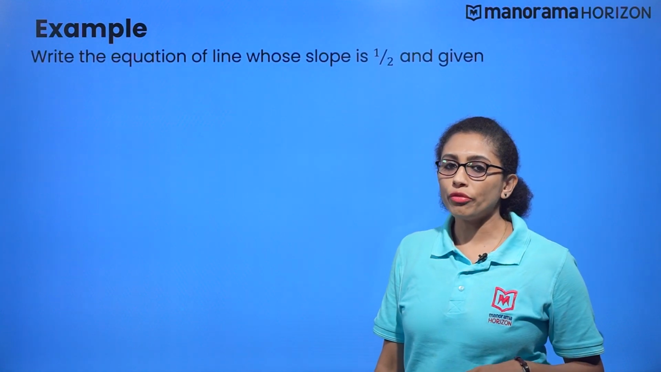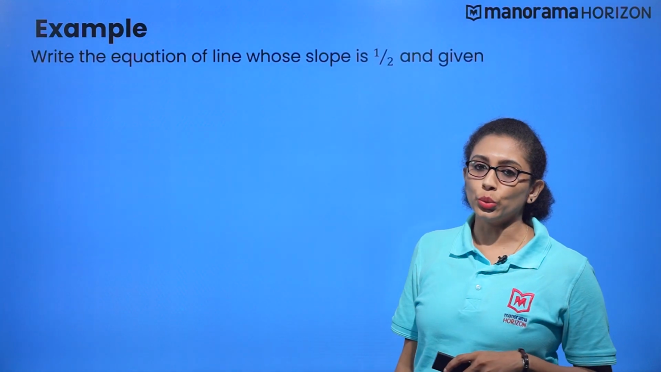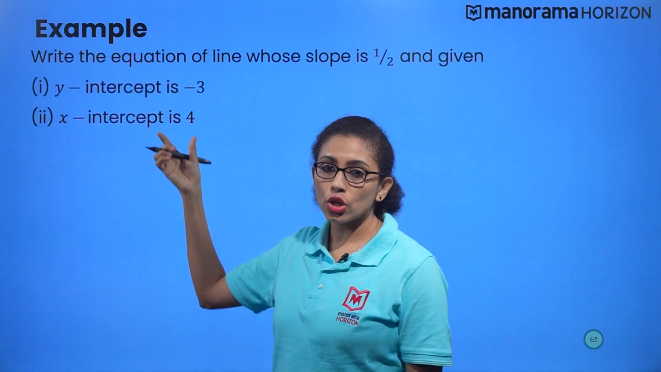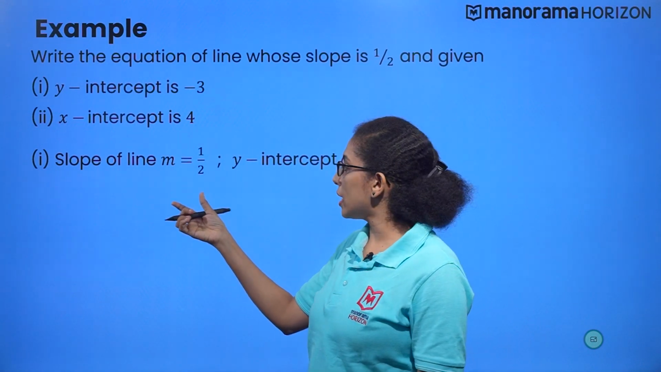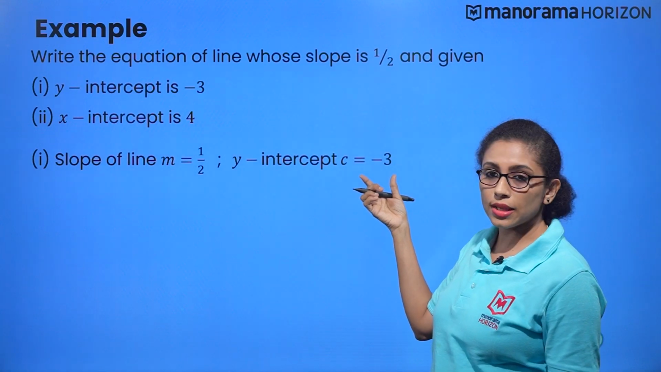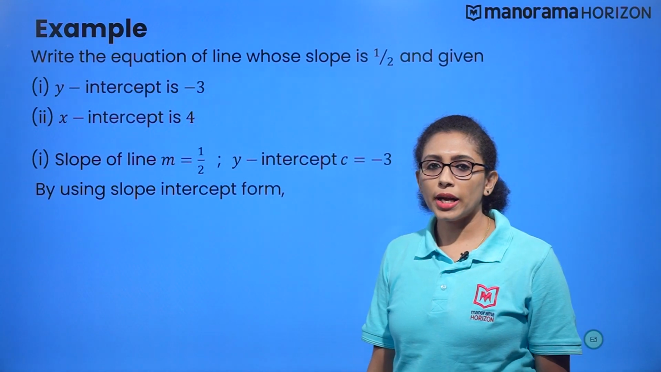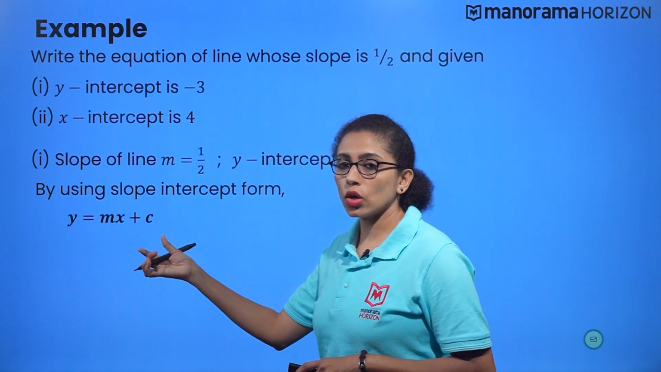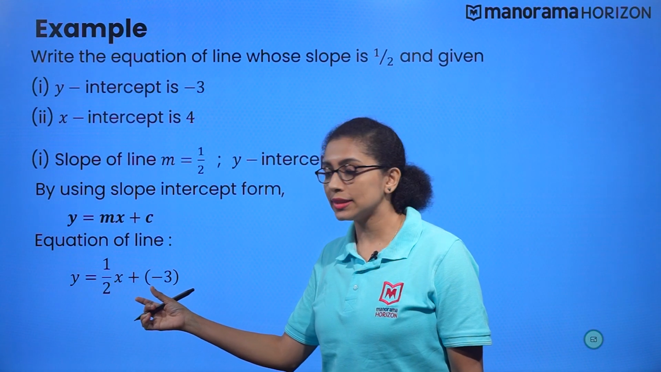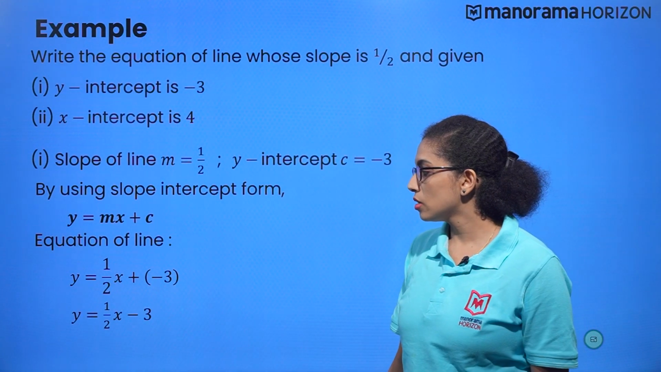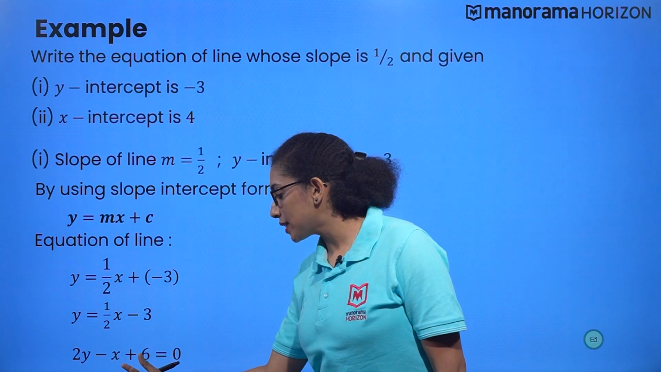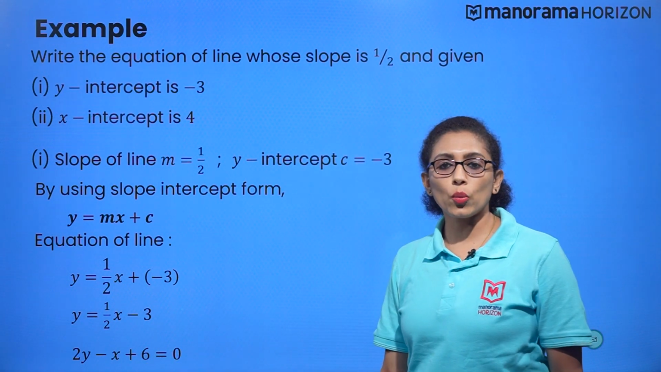Write the equation of a line whose slope is 1 by 2 and given the y-intercept is minus 3 and the x-intercept is 4. First, the slope of a line is given as m is equal to 1 by 2 and the y-intercept is given as c, that is c is equal to minus 3. Now, by using slope-intercept form, y is equal to mx plus c, the equation of the line will be y is equal to 1 by 2x plus minus 3. That is, y is equal to half x minus 3. Again, it can be written as 2y minus x plus 6 is equal to 0. And this is the equation of a line.